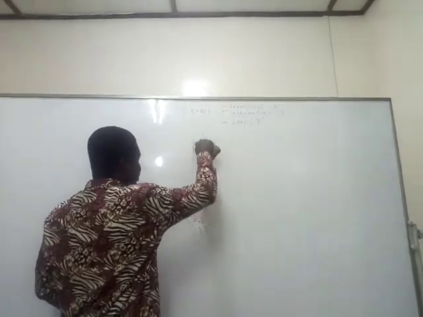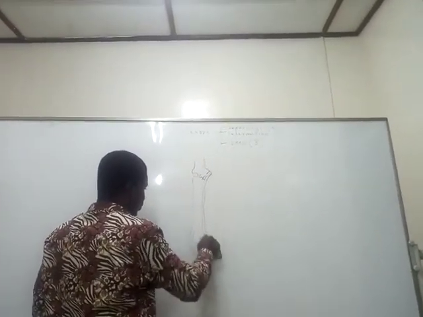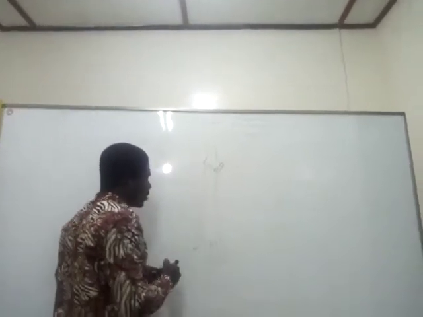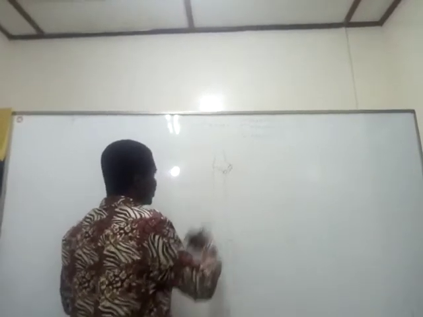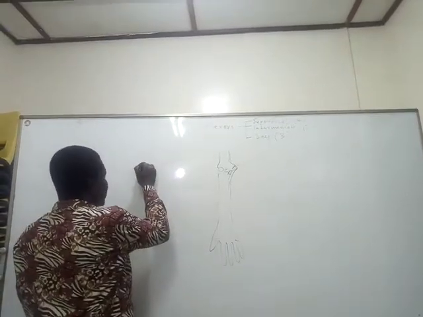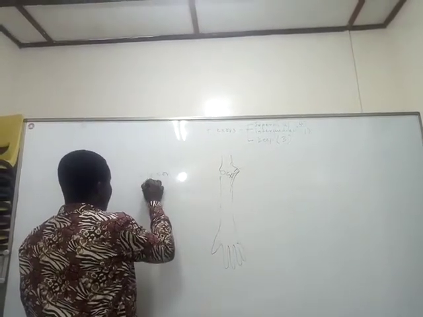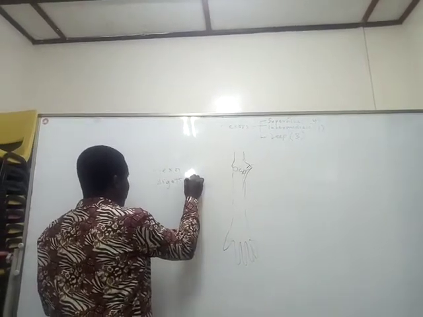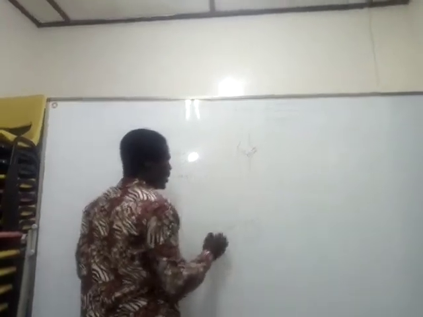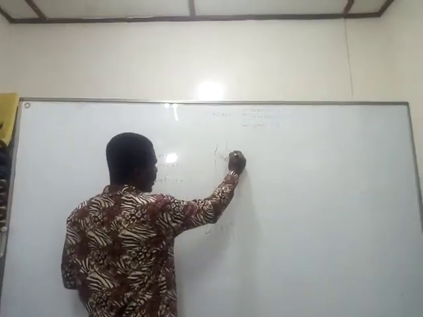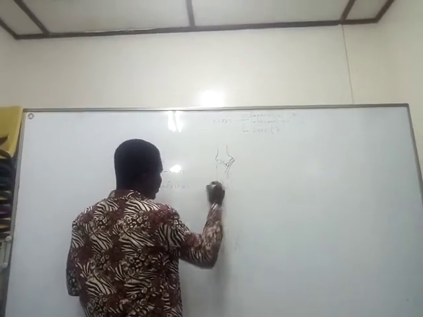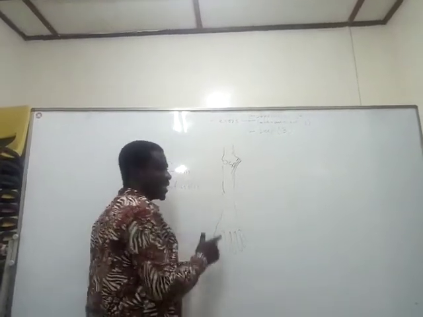Now, for the intermediate group of muscles, it has two heads. The intermediate group of muscle is known as flexor digitorum superficialis. The humeral head takes origin from the common flexor origin, and the radial head from the anterior oblique line.